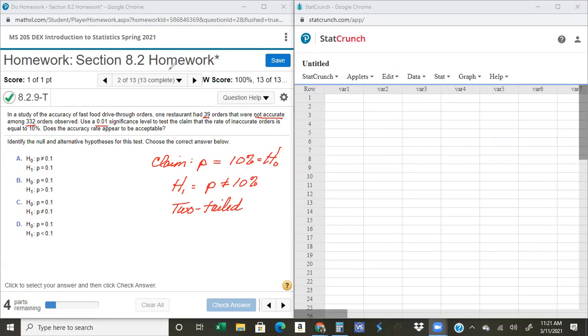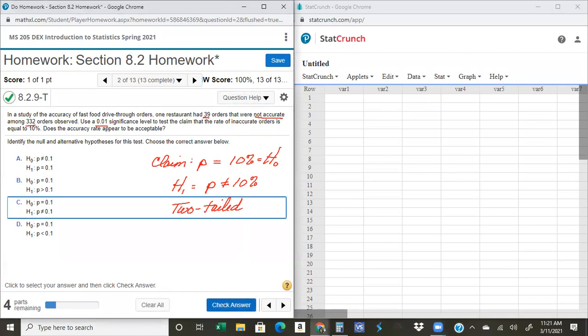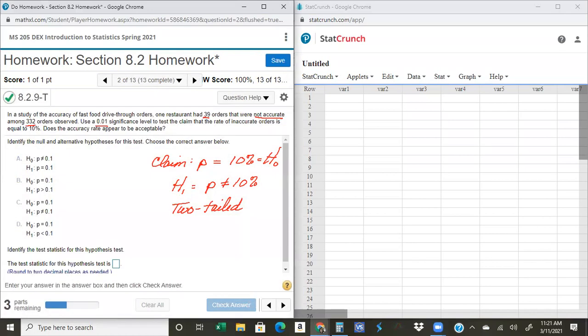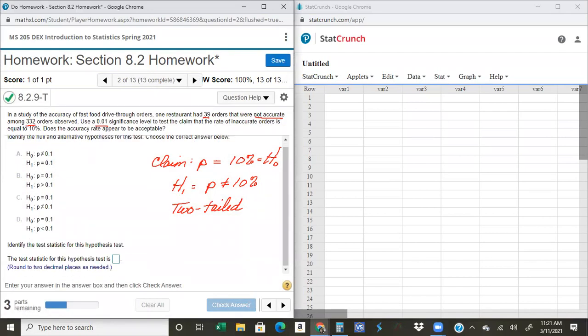The null hypothesis will always be equals. So it's obviously not A. That leaves the other three. There's nothing here suggesting greater than 10% or less than 10%, so it's going to have to be C, which is what we'd already figured out.